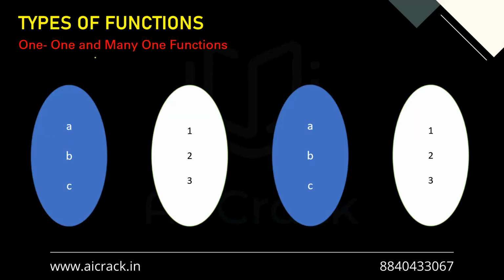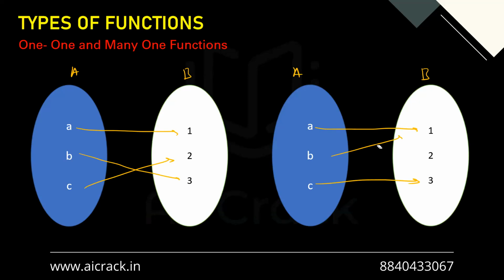Now let's talk about 1-1 functions. We have set A and set B. Let's define two functions over here. The first one looks like this and the second one looks like this. What is happening over here? In this first function, all these images in set B have one single pre-image in set A.